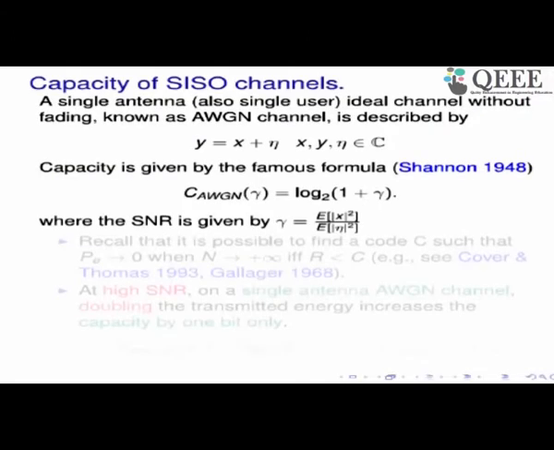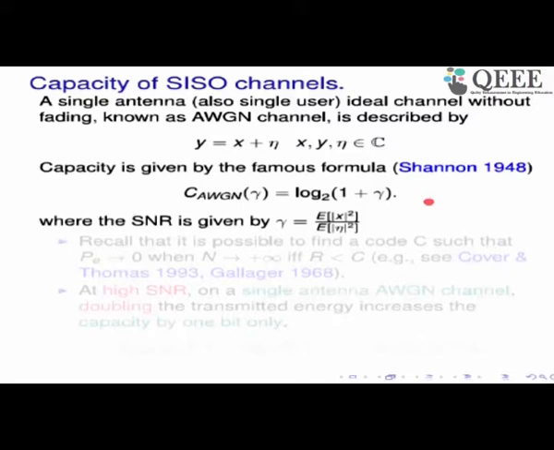Capacity of a SISO AWGN channel, that is a non-fading channel, wired communication. Your received signal Y is equal to the transmitted signal X plus the noise term, Y equals X plus eta. That is the AWGN channel model. And we all know from Shannon's famous formula, which all books give you, that the capacity of the AWGN channel is a function of the signal to noise ratio gamma: log to the base 2 of 1 plus gamma, in bits per channel use.